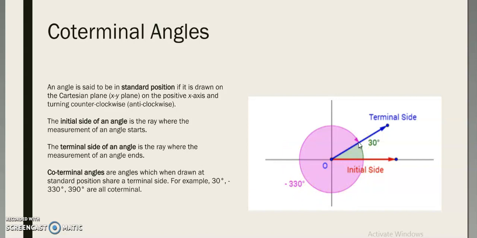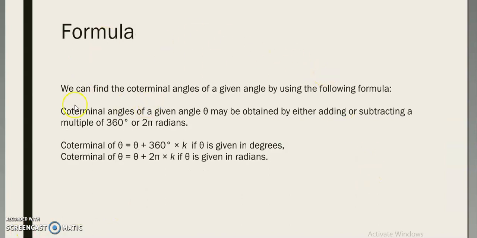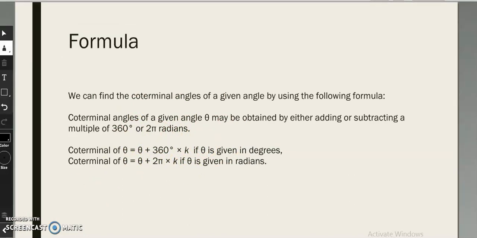If I go the opposite direction, starting here and moving negative 360, I have a negative 330 degree angle instead. So the formula says that we can add 360 when we're dealing in degrees, or 2 pi when we're dealing in radians. Any multiple of 360, or any multiple of 2 pi, is going to give me coterminal angles. Okay, so let's do some examples now.